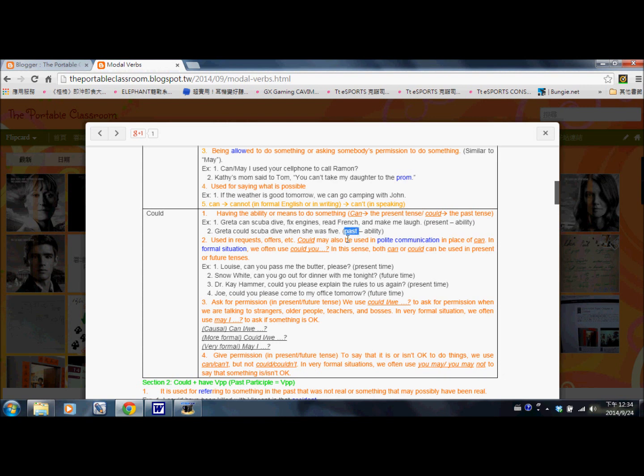It's in the past. Number two, use in requests, offers. We can use could in polite communication in place of can. So if we want to be more polite, we would choose to use the word could. Example number one, Louis, can you pass me the butter, please? Maybe Louis is your friend and you're talking to him in a very casual manner, so you would use the word can. But if you want to be more polite, maybe you are talking to an elder, maybe you are talking to someone senior to you, then you will use the word could.